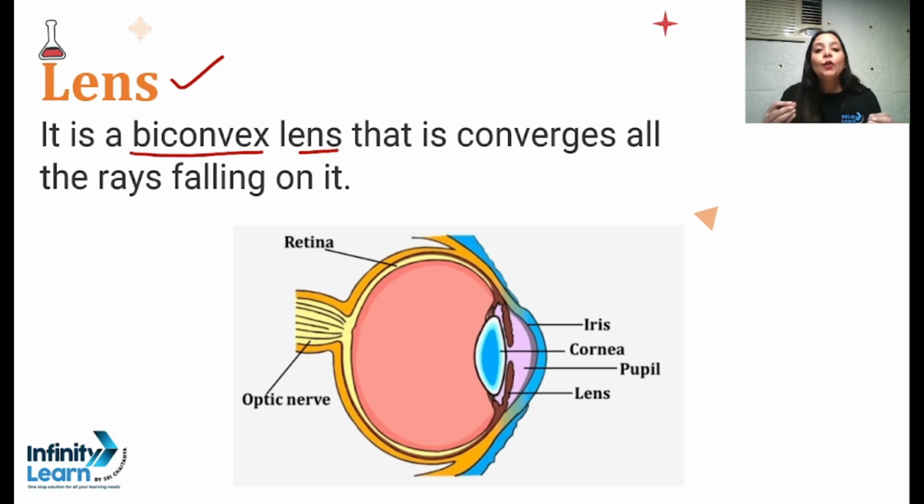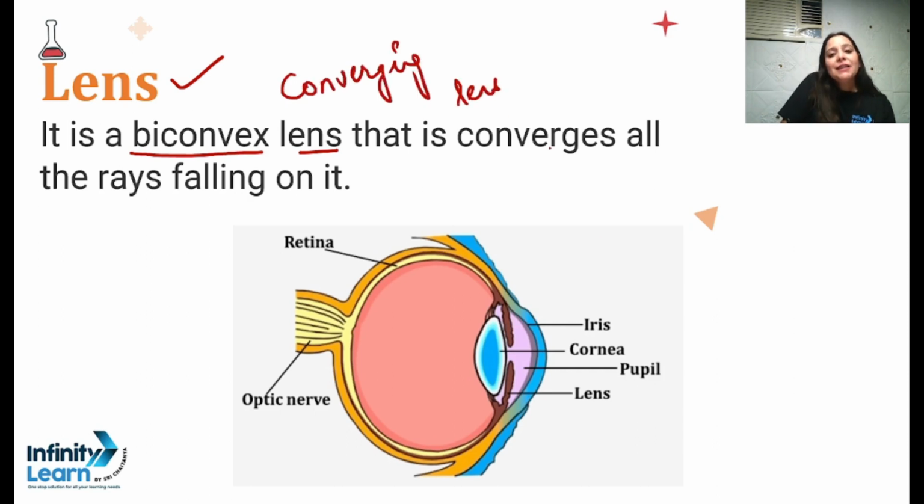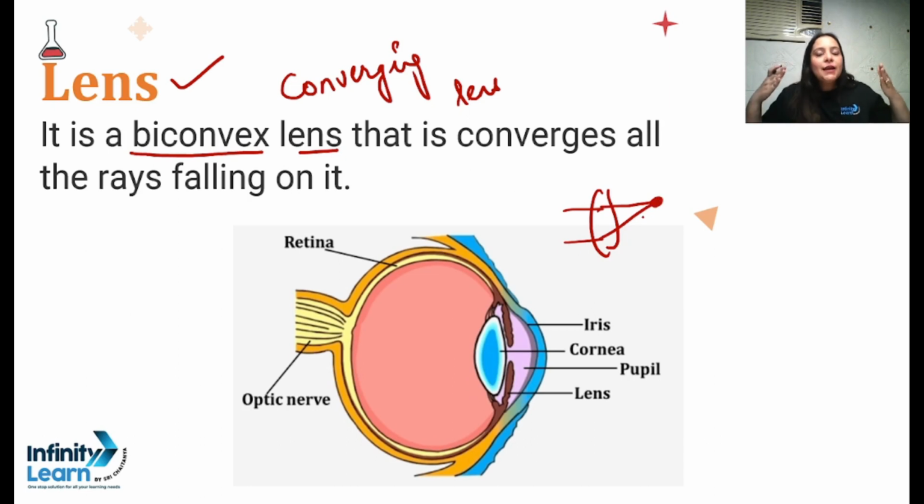And we know that a convex lens is a converging lens. What do we mean by a converging lens? A converging lens is a lens which converges all the rays falling on it at a certain point; when the rays pass through it, it makes all the rays meet at one point. This is the converging nature. So a convex lens by default is a converging lens. So the eye has a biconvex lens and it is not made up of any glass. It is a cellular structure which resembles the convex lens.